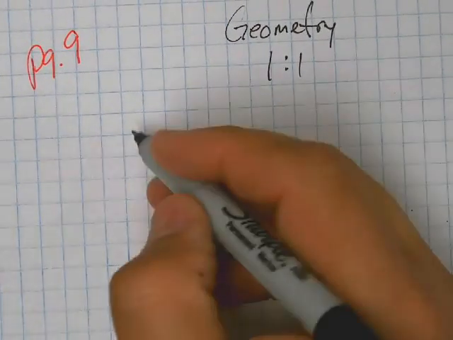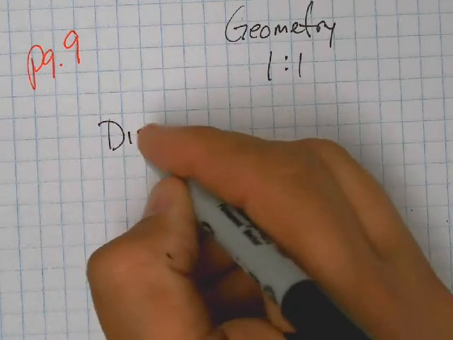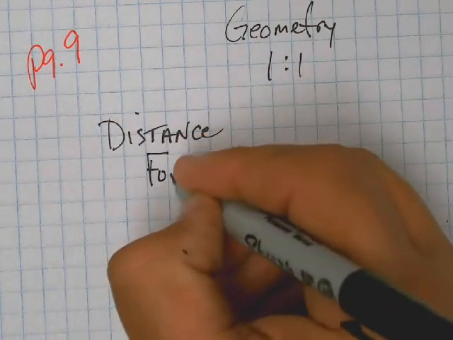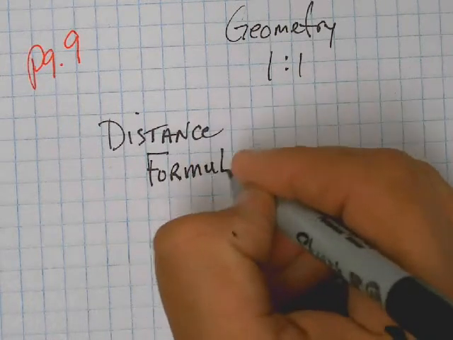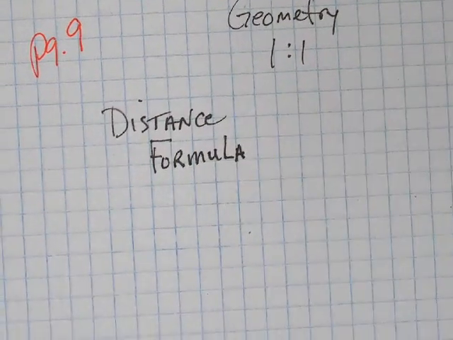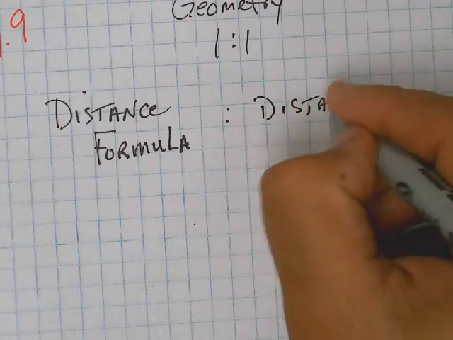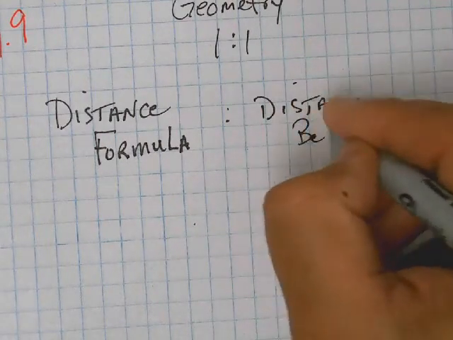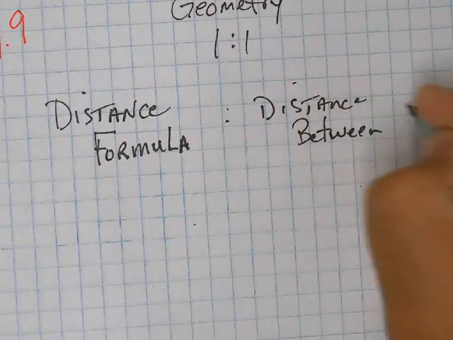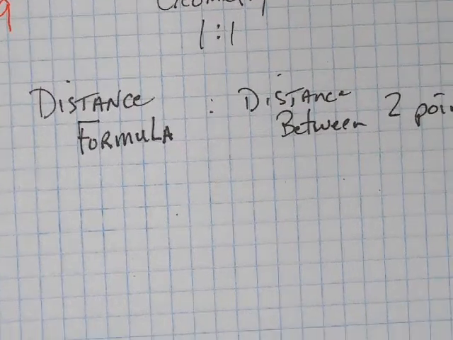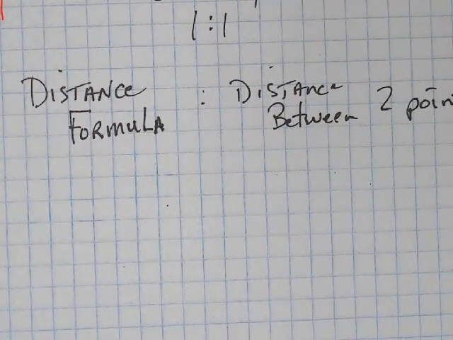First thing we're going to discuss today is two review things. The first one is called the distance formula. The distance formula is the distance between 2 points. The distance between 2 points, the distance formula.